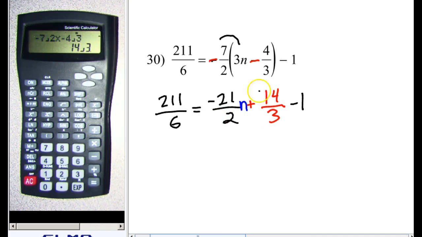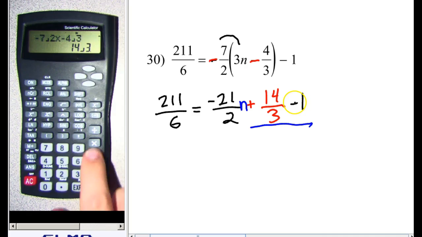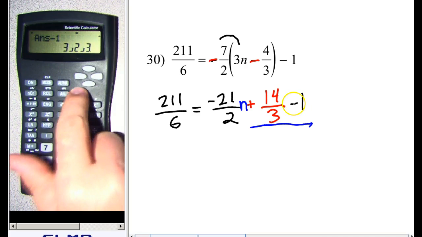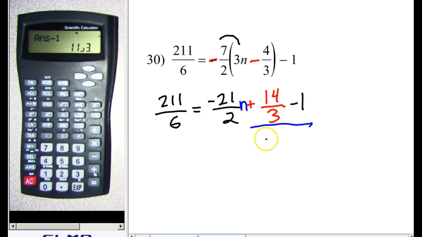Alright, so we have some variables and numbers here. These two numbers are on the same side, so the next thing I want to do is actually just simplify that. So 14 over 3 minus 1. I already have it on my calculator, so I can just hit minus 1. Again, improper fraction. So it's 11 over 3. So I'm going to rewrite everything and write it as 11 over 3 plus 11 over 3.